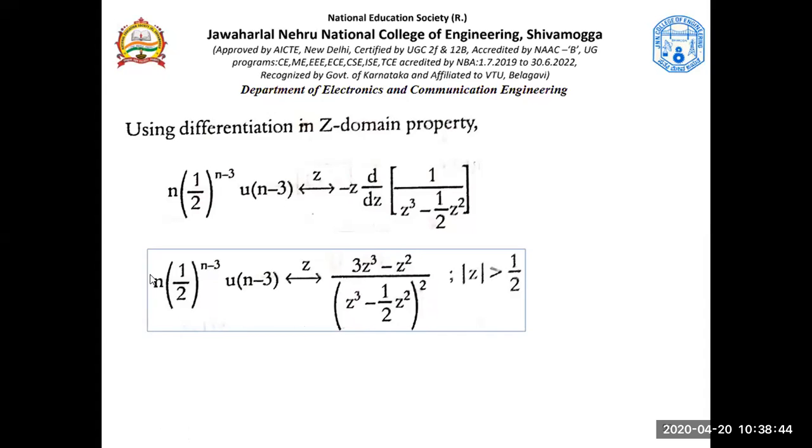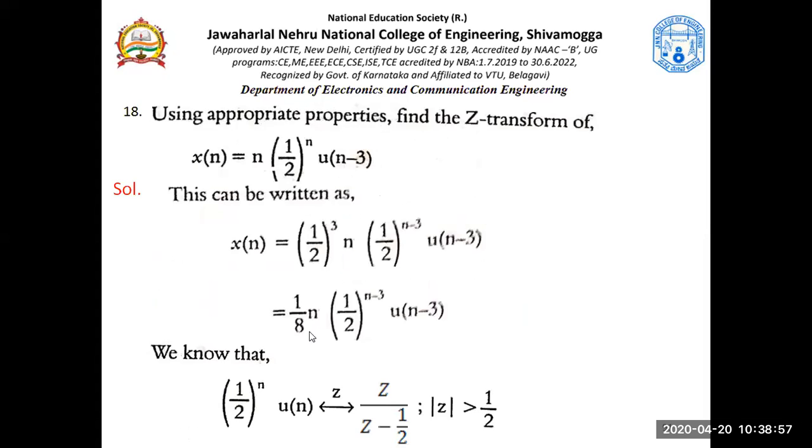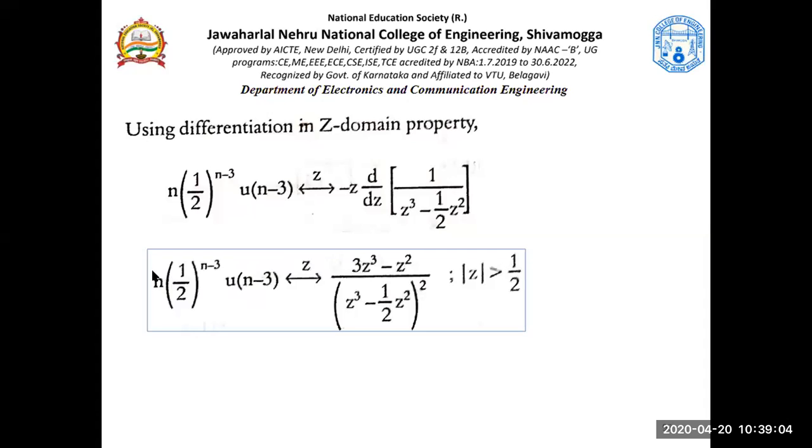So that 1 by 8 is not taken care of, right? If that 1 by 8 is taken care of, it should come here. You understand? There is 1 by 8 here, and it needs to be considered before we end. So I have ended the problem here, but take 1 by 8, maybe in the next step. Therefore 1 by 8 into (1/2) power n minus 3, u of n minus 3 would have the Z transform 1 by 8 times this.